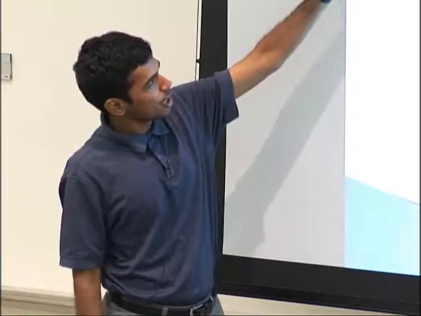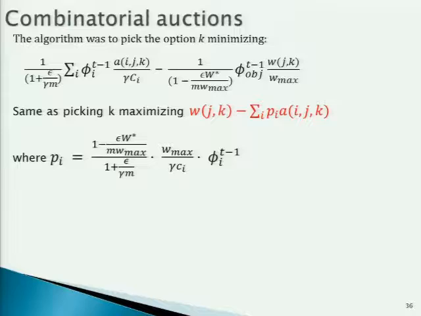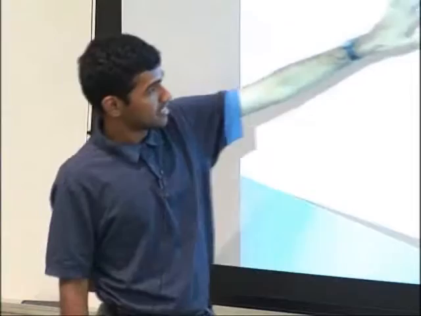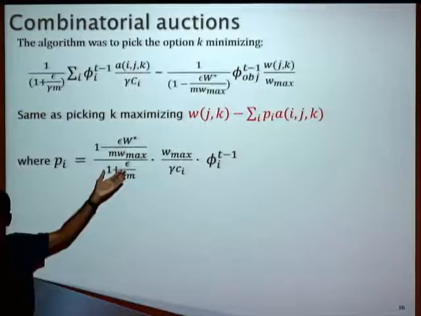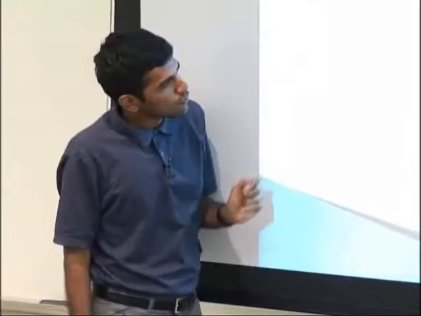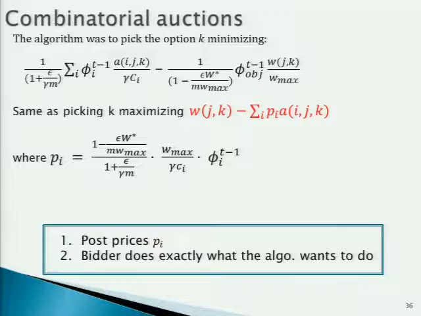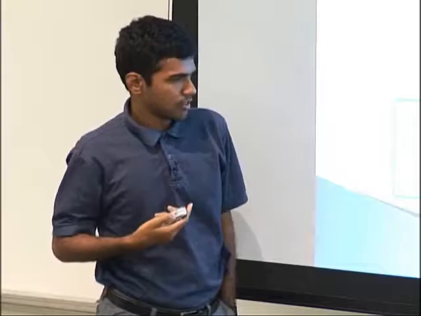But you can factor terms out, and it basically looks something like this, where the term pi is, I have pulled out the multiplicative factor there, the denominator. So the term pi is this. What this term looks like is utility for a buyer, right? It looks like utility minus the sum over the prices I pay for the bundle. So if only I'm able to post these prices pi for each item, the buyer is going to do precisely what I wanted to do as an algorithm. The algorithm is going to pick the option k to maximize that. The buyer will do exactly that if he is posted these prices. Okay, so that solves the combinatorial auction problem with incentives.